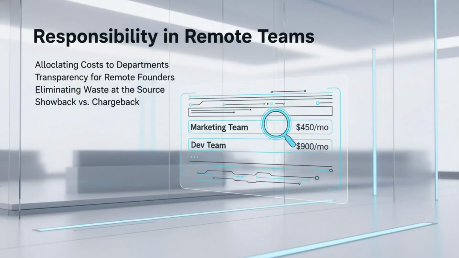One of the hardest parts of scaling a remote team is maintaining accountability. With developers spread across the globe, it's easy for someone to spin up a high-performance cluster for testing and forget to shut it down. Kubecost enables showback and chargeback reports. You can automatically generate reports that show exactly which team or department is responsible for which portion of the bill. By allocating costs to departments, you empower your lead developers to take ownership of their resource consumption. It turns cost-cutting into a team sport, ensuring that everyone is aligned with the company's goal of sustainable, lean growth.